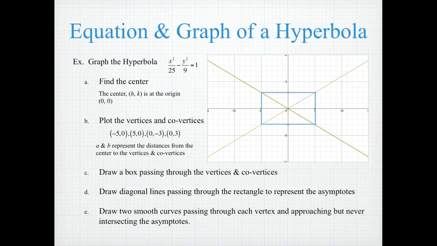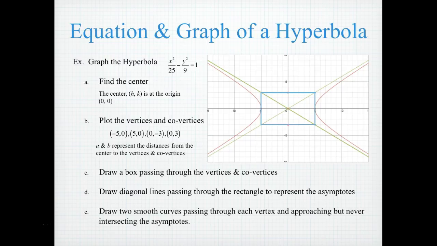So once I have my asymptotes drawn, I'm going to draw two smooth curves, each passing through the vertex, and I identified the vertices at negative 5, 0 and 5, 0. So it's going to pass through the vertex, and each branch is going to approach the asymptotes, but it's never going to touch the asymptotes. And there in the red is the graph of the hyperbola.